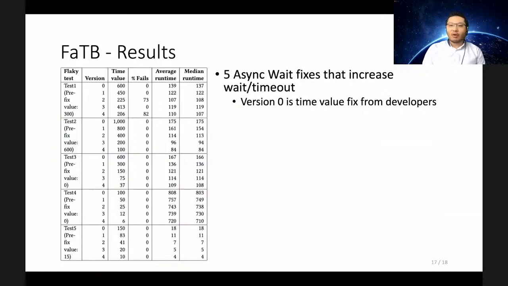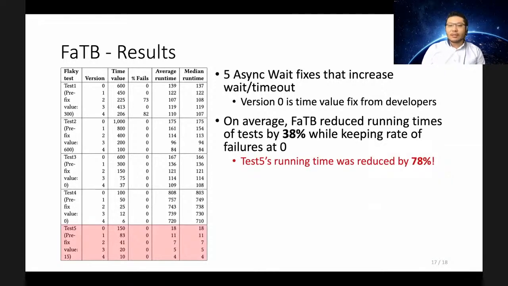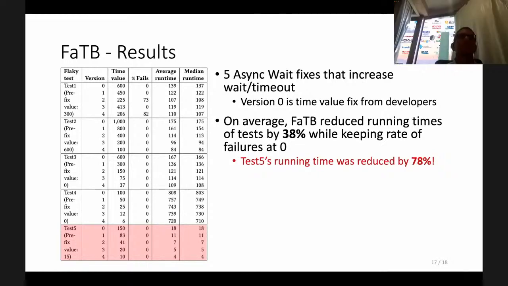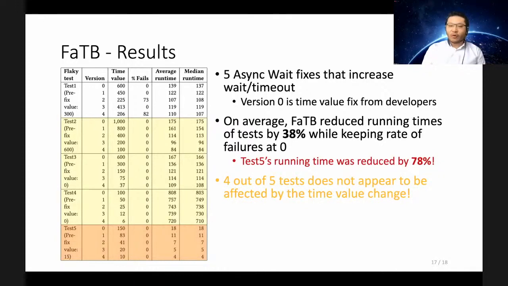When we apply our approach to 5 different async wait fixes of developers, we see that our approach can help reduce the running time of these tests on average by 38%. For one of the tests, we can reduce it by up to 78%. And for 4 out of 5 of these tests, once we change these time values, the flaky test failure rate isn't affected much. In the sense that we can keep decreasing the time it takes to run the test, but the flaky test failure rate is not affected.